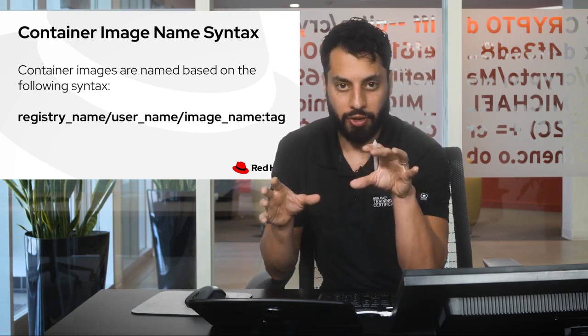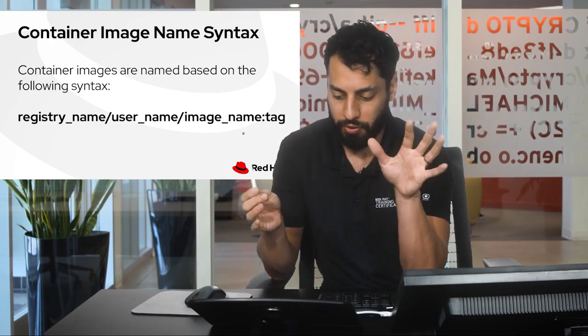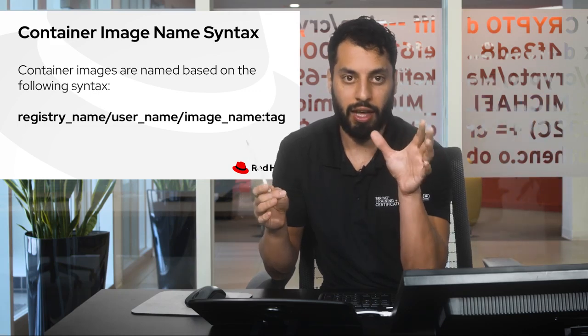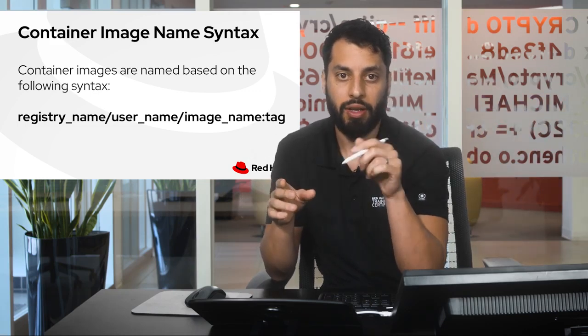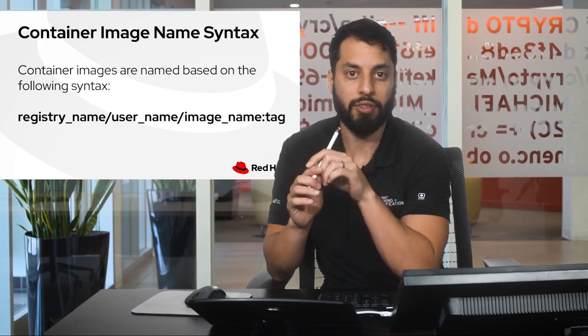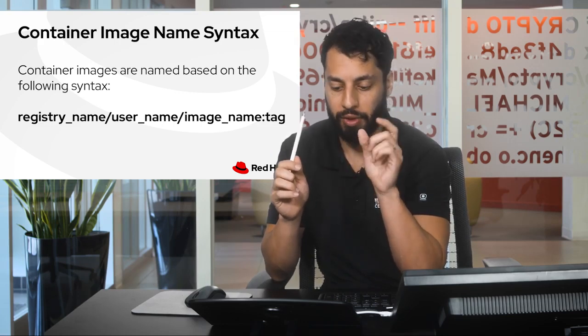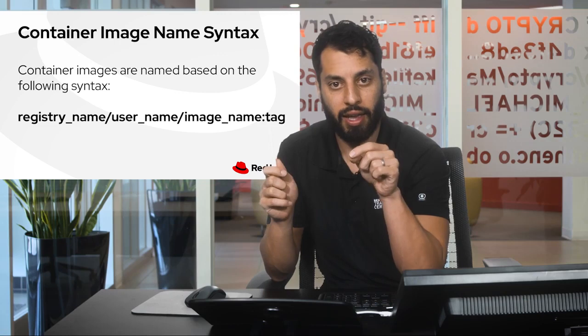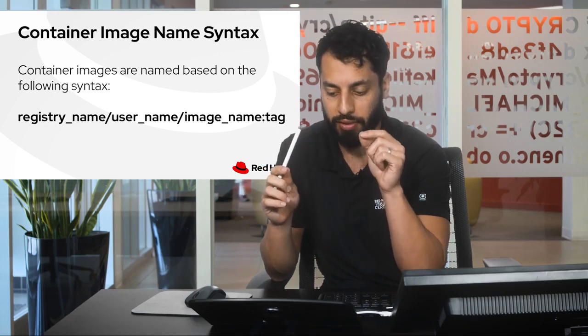So this is the structure for how images are named. It's just useful to keep in mind. Essentially, it is a combination of the name of the registry, the username that the image belongs to, and then a specific name for that image, and then finally a tag which denotes the version of the image.